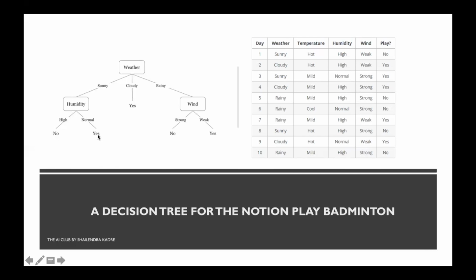In the same way, when the weather is rainy, we saw that the play depends on another feature, that is the wind. So we check the wind values, and depending on whether the wind is strong or weak, we arrive at a result about whether the play is going to happen or not. So it is a typical decision tree that is shown in this slide.